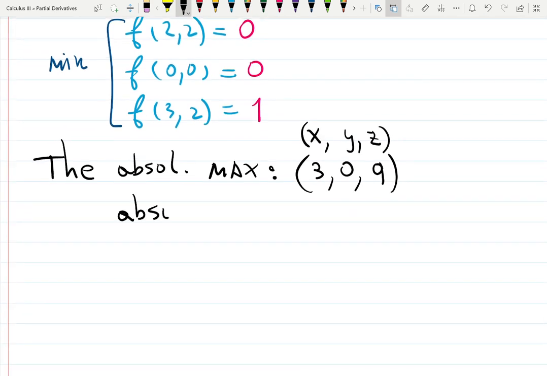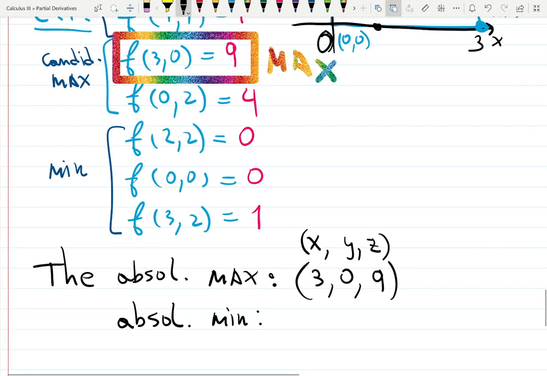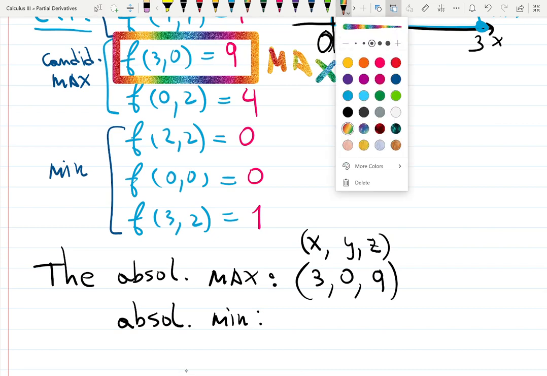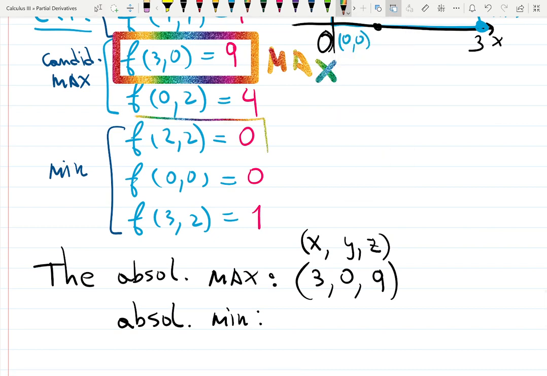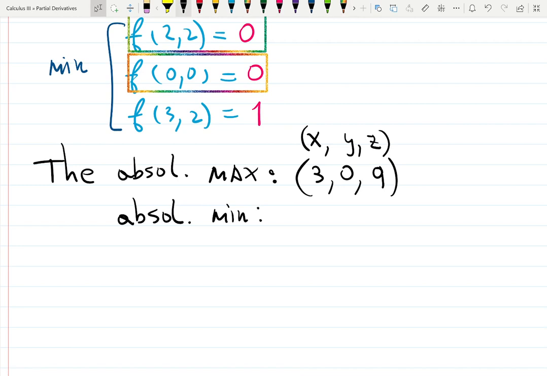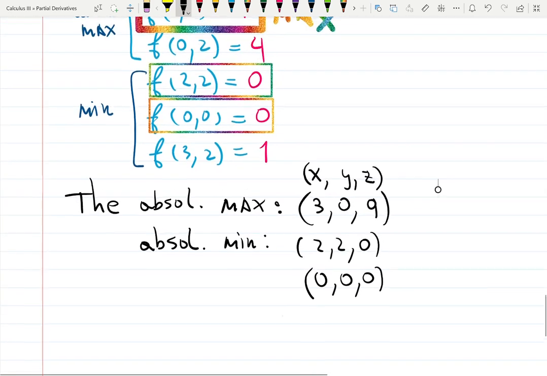Then, absolute minimum. Which one do you choose? (2, 2) and (0, 0), right? So let's make a smaller one and build. This gives me a global minimum, and this gives me a global minimum. Why not? There are several places where we can have a minimum. So we will have a point (2, 2), and the height of the minimum is 0, and then (0, 0), and the height of the minimum is 0. And that is the answer.